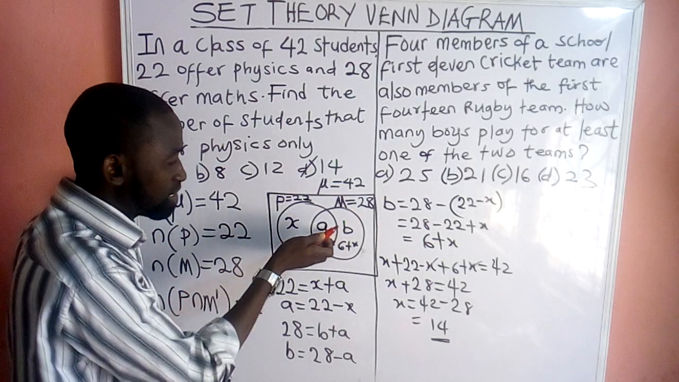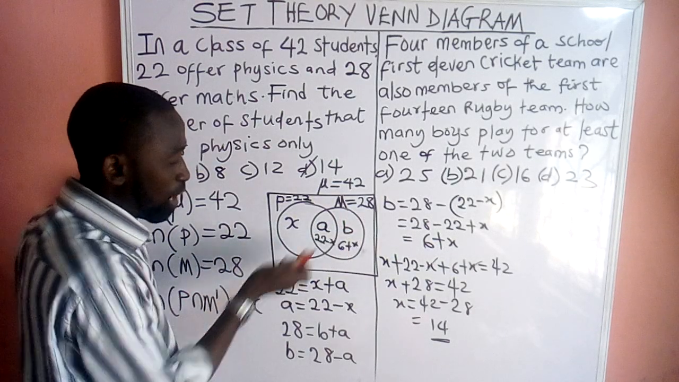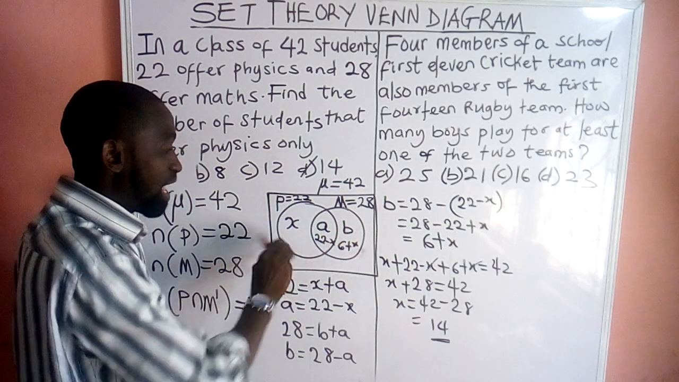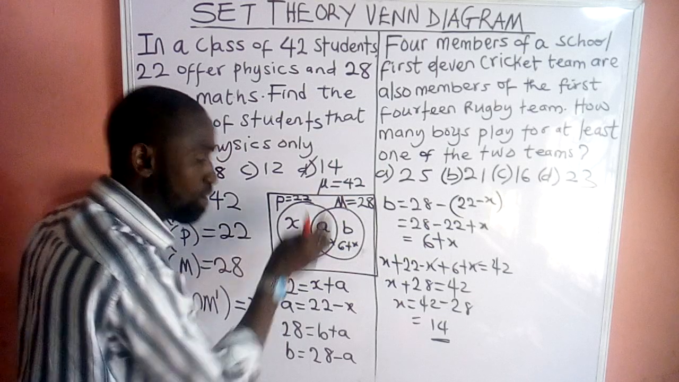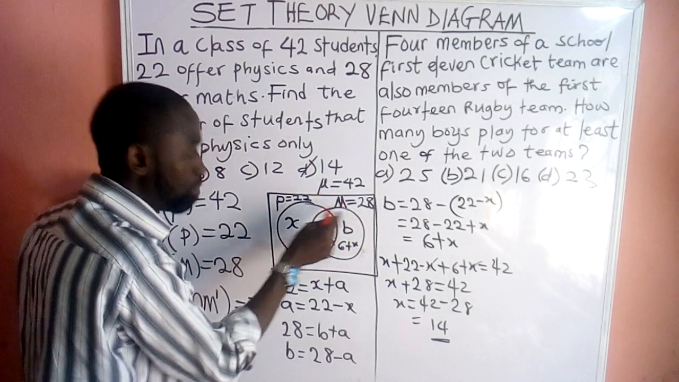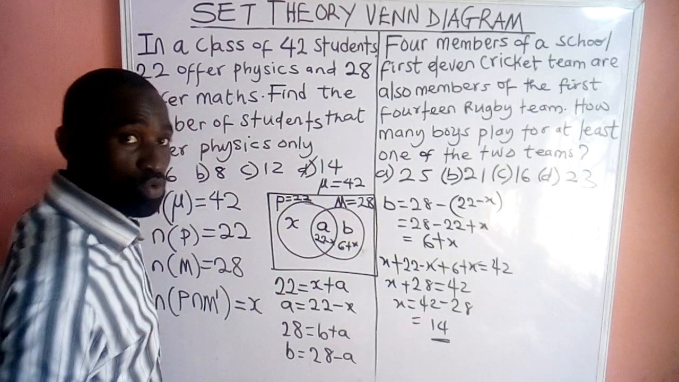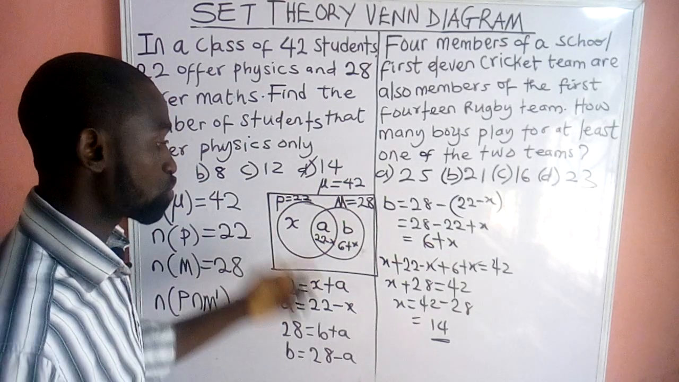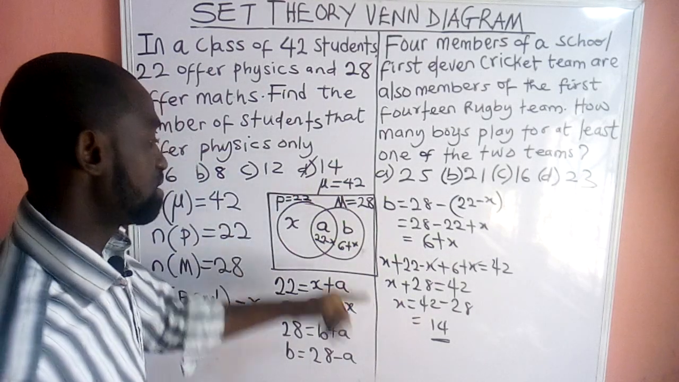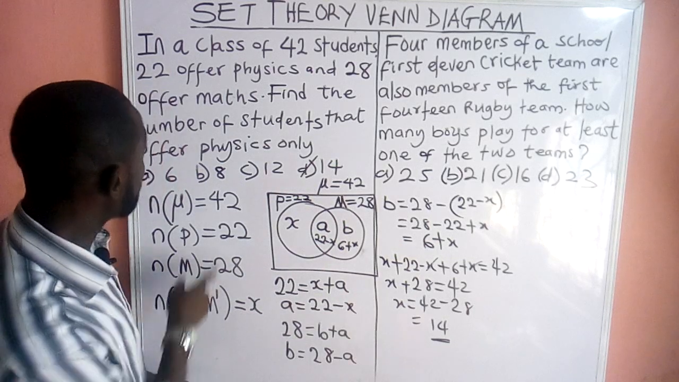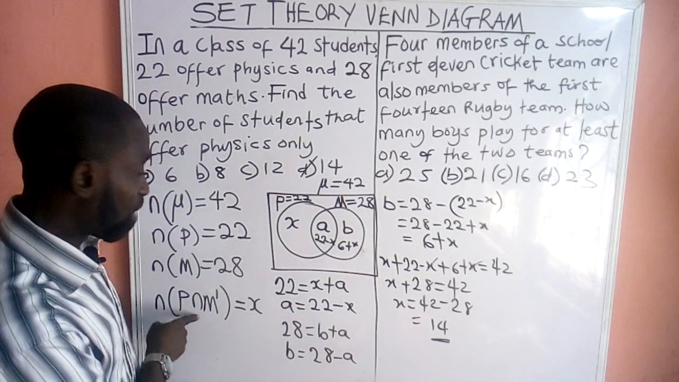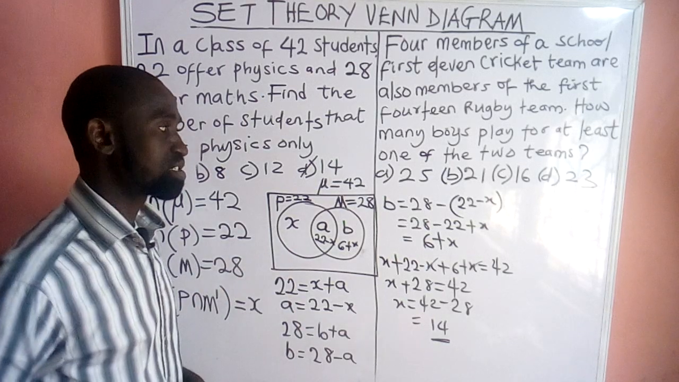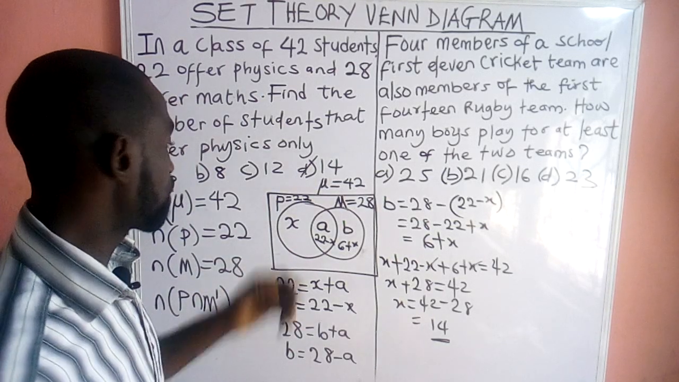So I'll make this one unknown, this one too unknown. I'll now make this one in the form of x, and make this one too in the form of x, so everything can be uniform. So this plus this plus this will give us 42. Okay, so that is the solution to the first question. So it means our x is 14. So those that did physics only is x, and that is 14. Okay. So let's take question number 2.